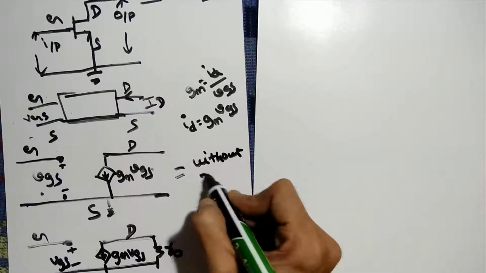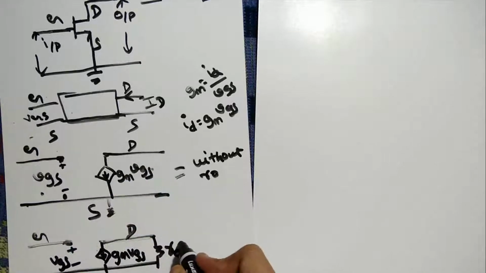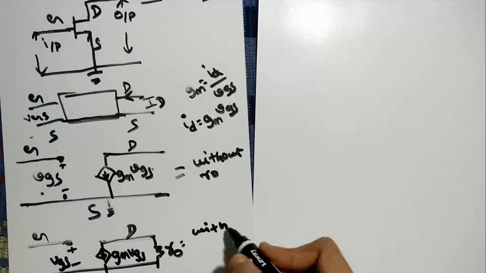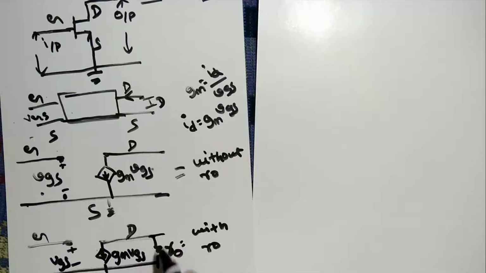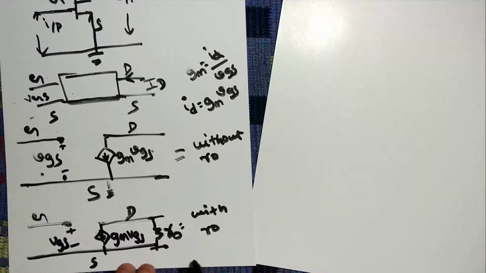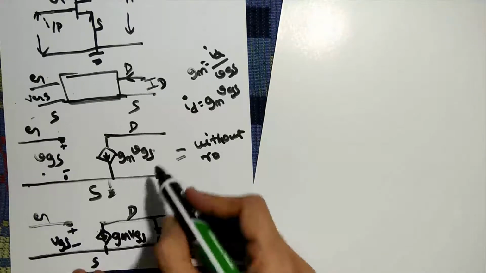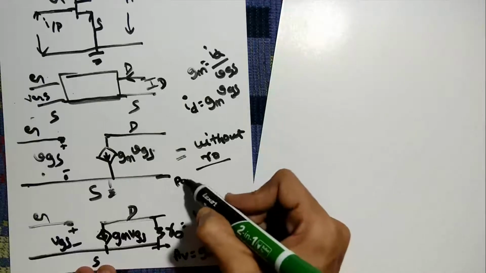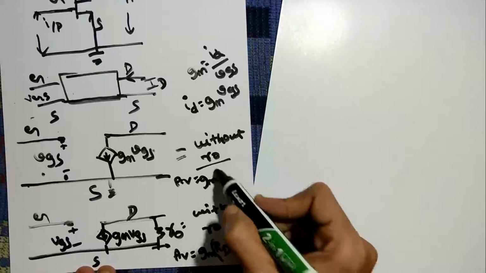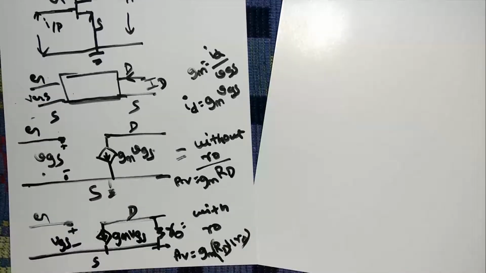Here we are not representing the output resistance, and in this one we are calling it the small signal model with R0. So the output resistance R0 can also be represented. If R0 is there, then your gain changes slightly. Previously we discussed AV is equal to GM into RD, with capital RD. Here if R0 is present, this portion becomes RD parallel to R0, because R0 is connected in parallel to the output resistance. Without R0, we take AV as usual, the previous formula, GM into RD. This is the difference between with R0 and without R0.